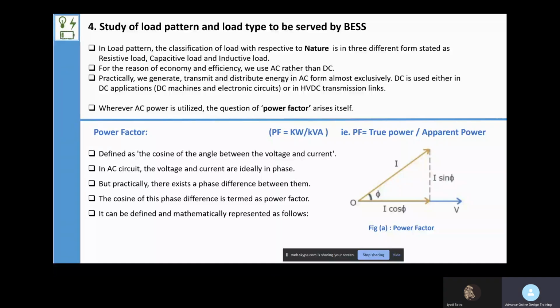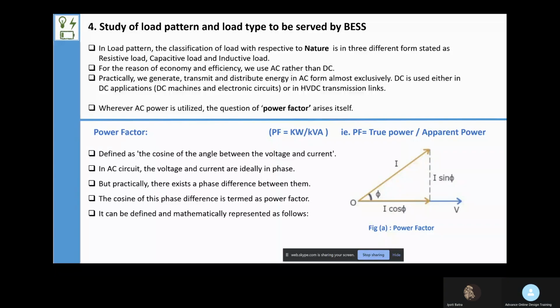So there are two aspects. Very first is economy, and second is efficiency. Efficiency relates to the technological aspects: when you are transferring current from A to B, there is a power loss in the cable. If you are using DC power, there will be huge loss because you cannot push the voltage level as high as required. But in AC, you can raise it to 11 kV, 22 kV, 33 kV. Once the voltage rises, the ampere goes down, and that helps reduce the loss, enhancing efficiency.